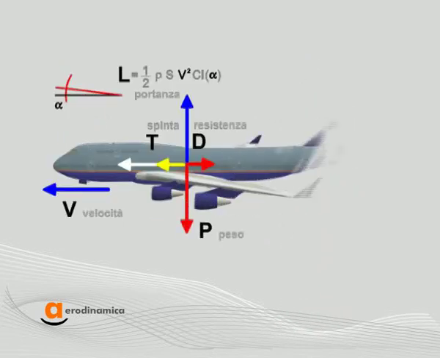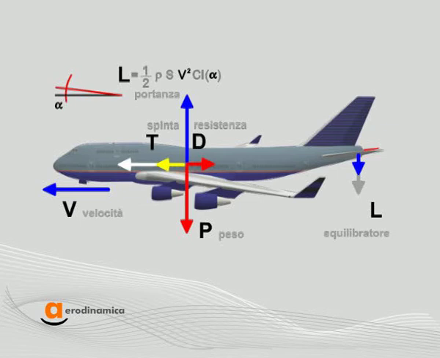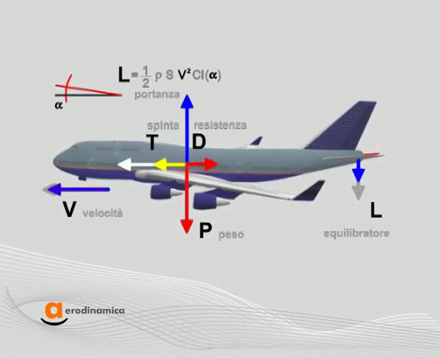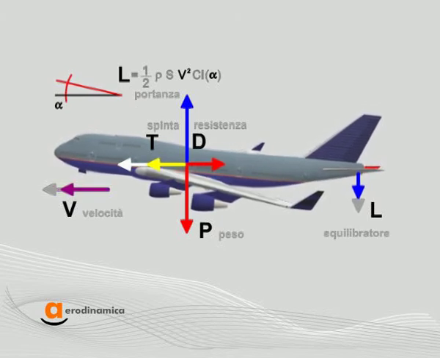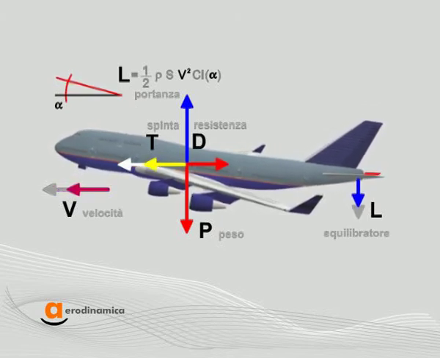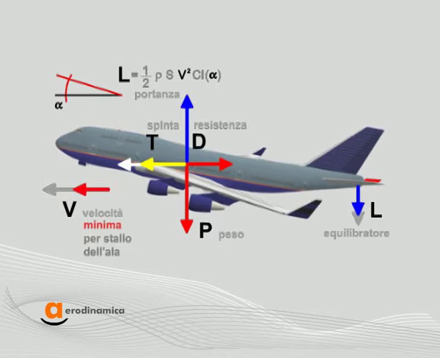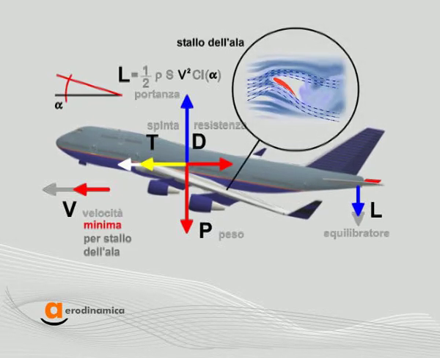You are already aware of the dangers of the stall. If the speed decreases, in order to keep the lift constant, we must increase the angle of attack, alpha, until a critical value is reached that causes the airflow separation. In this condition, the drag increases and the lift suddenly drops. We've reached the limit speed for the wing stall.